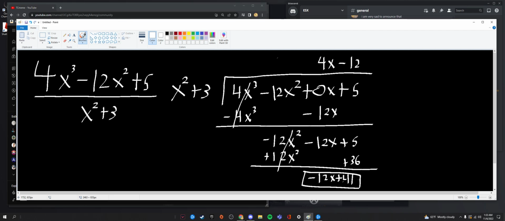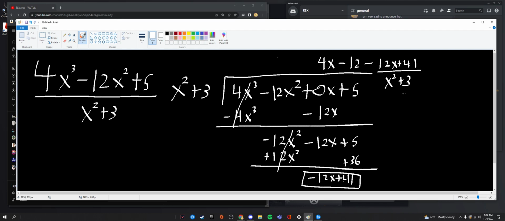So in conclusion, similar to how when we have a remainder in long division, we're going to have this here as well: minus 12x plus 41. But just like in long division, we would have it over our divisor here, which is x squared plus 3. So this is our answer.